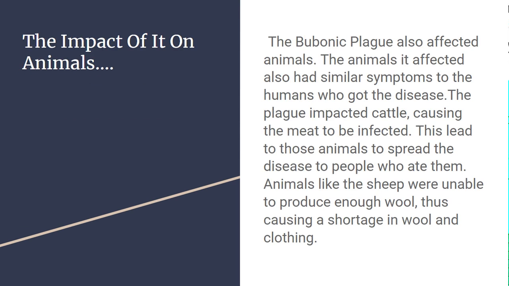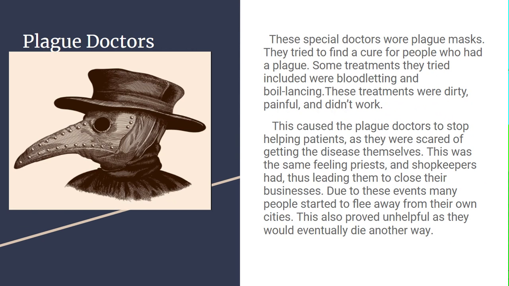The impacts of it on animals. The bubonic plague also affected animals. The animals that are affected also had similar symptoms to the humans who got the disease. The plague impacted cattle, causing the meat to be infected. This led to those animals to spread the disease to the people who ate them. Animals like the sheep were unable to produce enough wool, thus causing a shortage in wool and clothing.